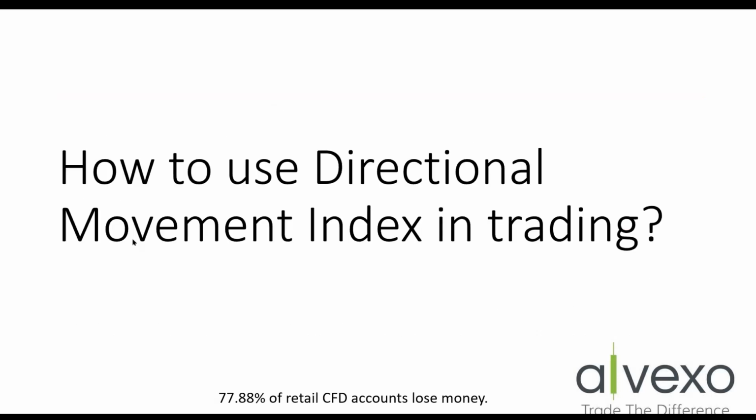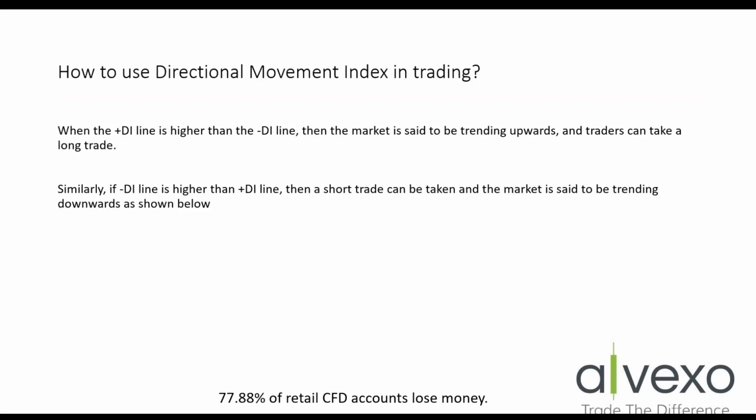So how do we use directional movement index in our trading? When the plus DI line, I don't know why they named them this way. They're so hard to explain. If they could say the opening DI or the closing DI, but the plus, we always know the plus is the highs. So when the plus DI is higher than the minus DI, then the market is said to be trending upwards, and traders can take a long position.